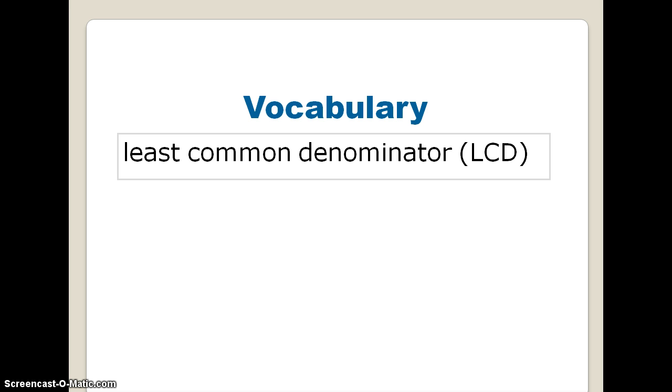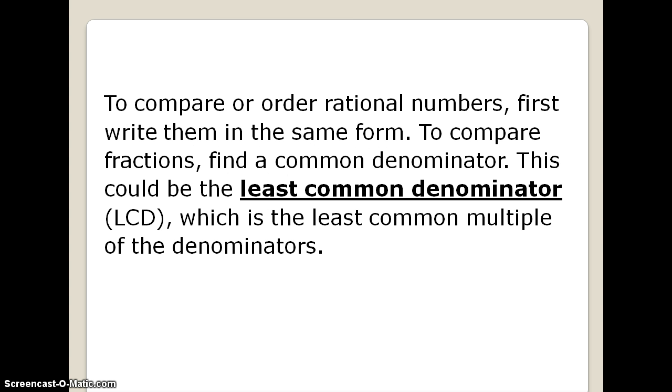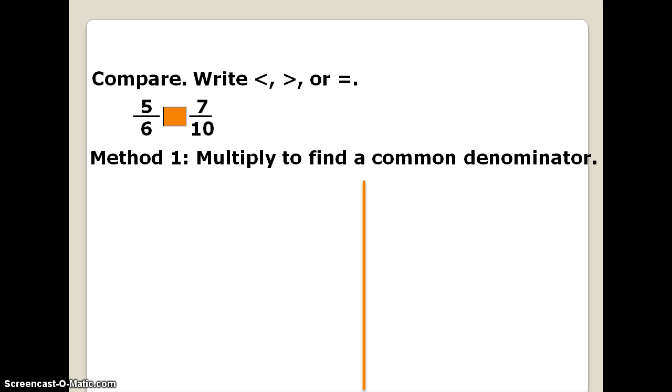Now let's talk about least common denominators. To compare or order rational numbers, first they need to be in the same form, all fractions or all decimals. To compare fractions, find a common denominator. This could be the least common denominator, or LCD, which is the least common multiple of the denominators. So let's compare 5/6 to 7/10.